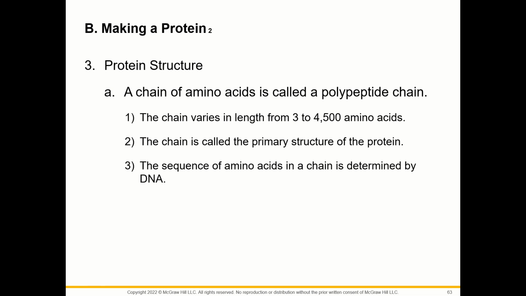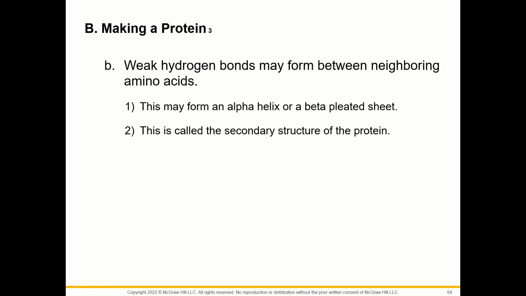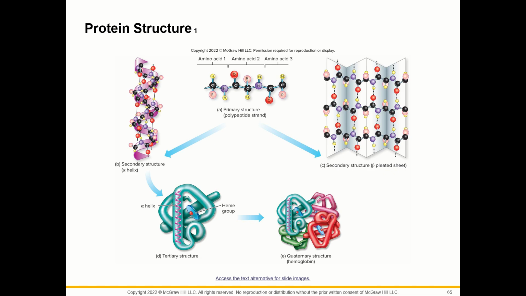Okay, so a chain of amino acids, that primary structure is called a polypeptide chain, and it can vary in length from 3 to 4,500 amino acids. And the sequence of amino acids in a chain is determined by the DNA. That's what genes code for, the polypeptide sequence. Weak hydrogen bonds may form between neighboring amino acids. This may form an alpha helix or a beta pleated sheet, and this is called the secondary structure of the protein.